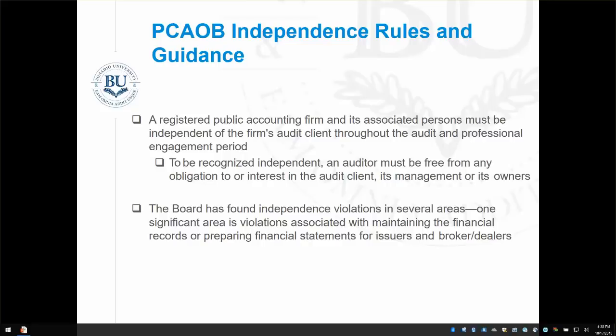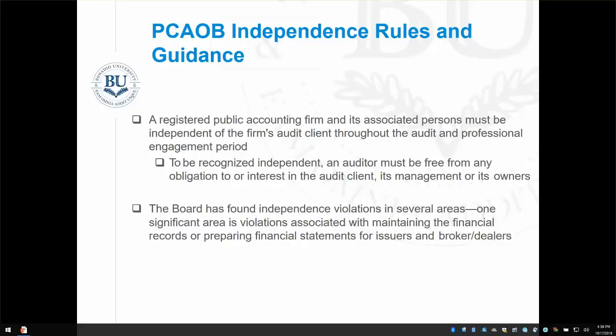So the purpose of this slide is really to highlight the fact that we need to be independent throughout the entire professional period of engagement. So what does that mean? It's not just the audit, but it's also through the engagement. Once we sign that engagement letter, we're now deemed to be needing to maintain our independence. We need to be independent from the moment we send that engagement letter through the date of our audit report. That's really the point of this first bulleted point from a slide perspective.